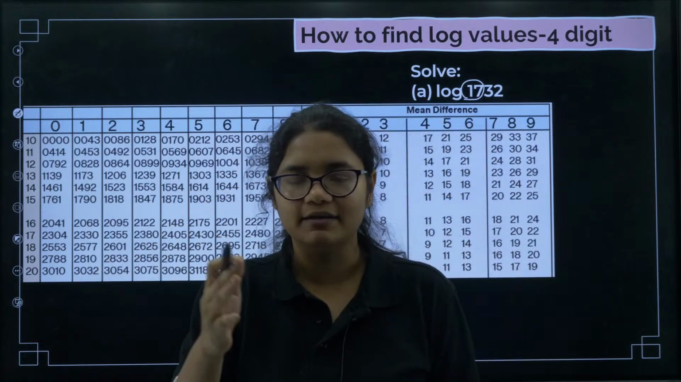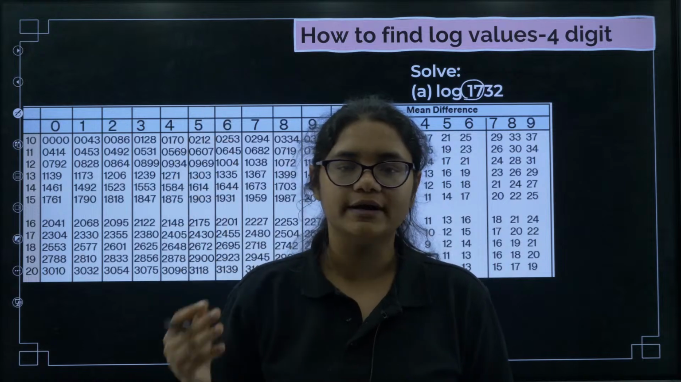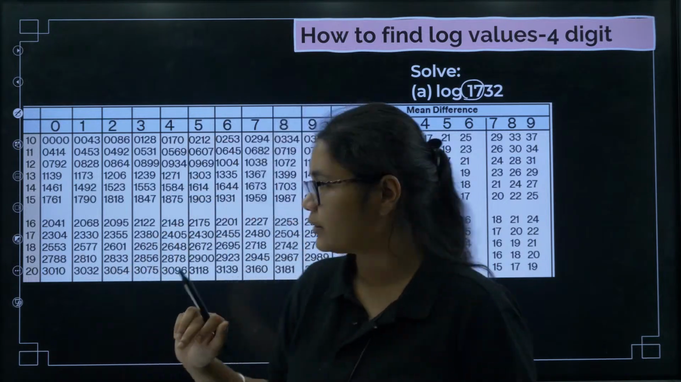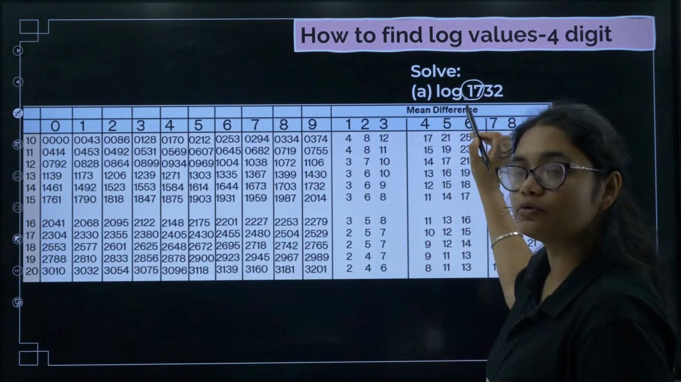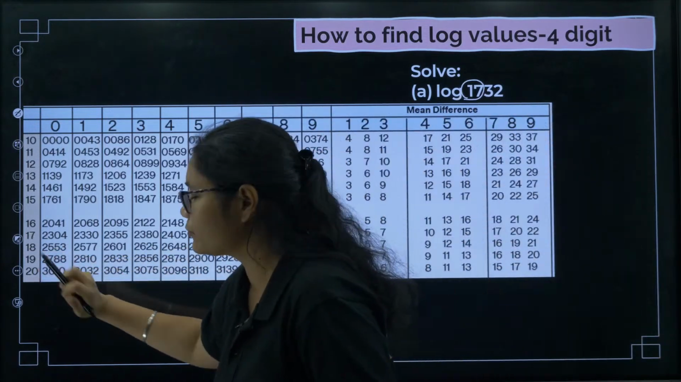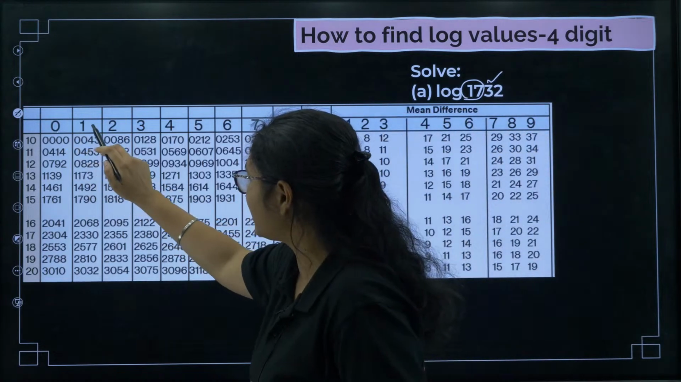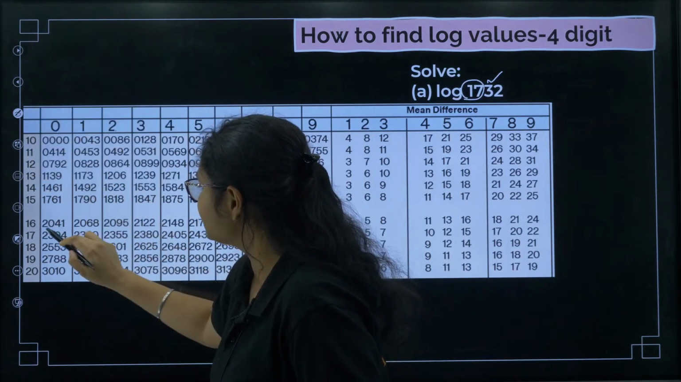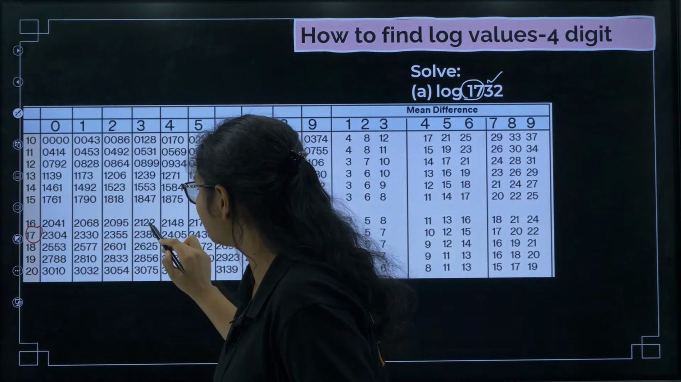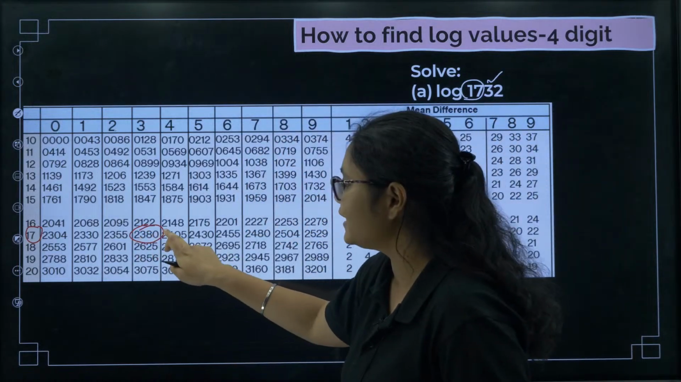You will have a log table at the back of your record books, or you can just download it, and check how to use the log table. So if I have 1732, first I will check the first two digits, that is 17. Next, what is the third digit? 3. So I will check 0, 1, 2, 3. So you have to check the 17th row and third column. That is 2380.